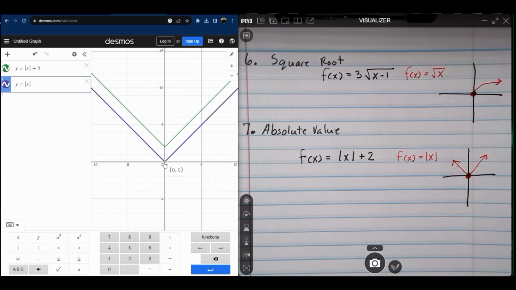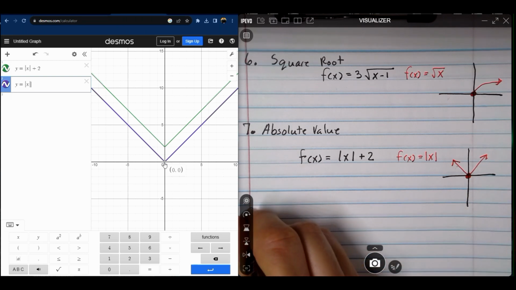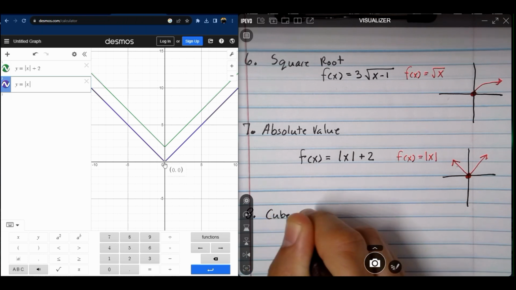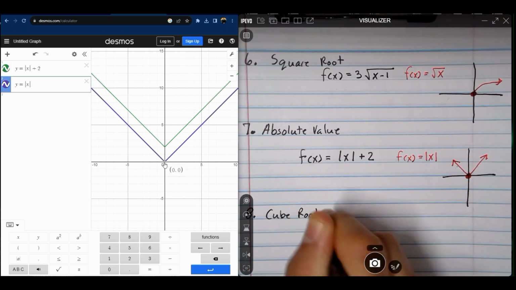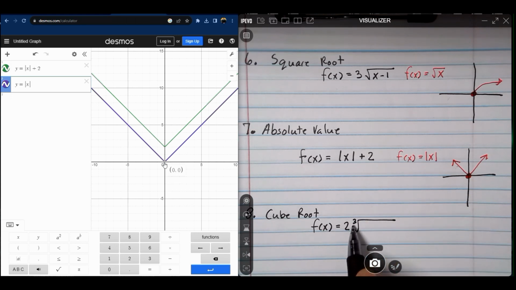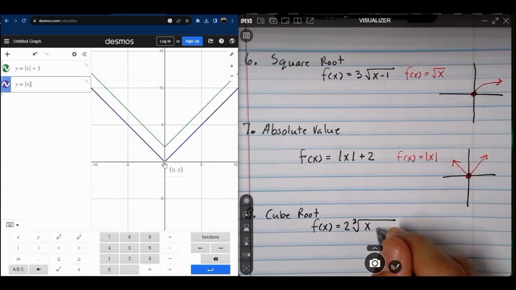So we only have 2 left, and the next one we're going to look at is a cube root. So the function family is going to be cube root. And to give you an example of that one, we might have something like f of x is equal to 2, and I'm going to put a cube root. Notice my index for my radical is a 3, and then we might have something like x plus 2.